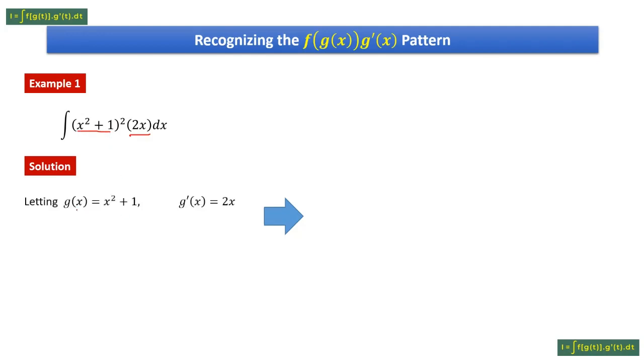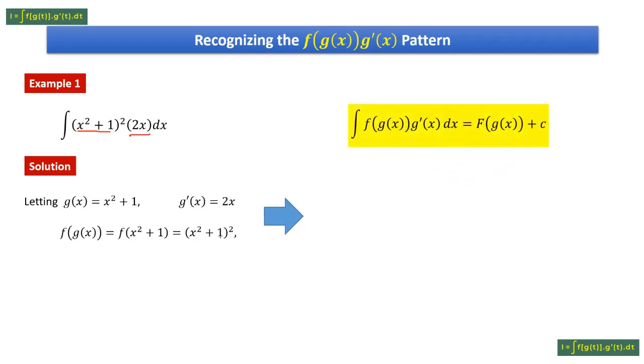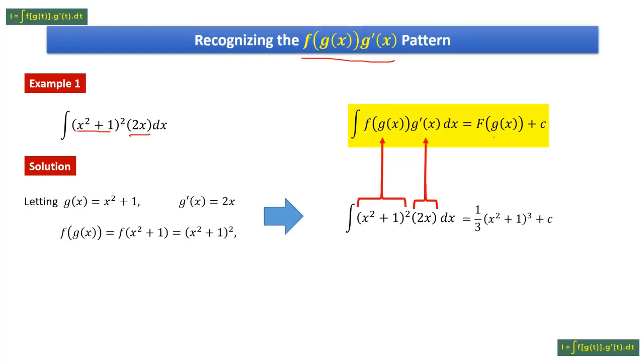So letting g of x equal x squared plus 1, we get the derivative of the inner function, g prime of x equals 2x, which is exactly this one. And f of g of x equals f of x squared plus 1 equals (x squared plus 1) squared. So it is in the form of this function.